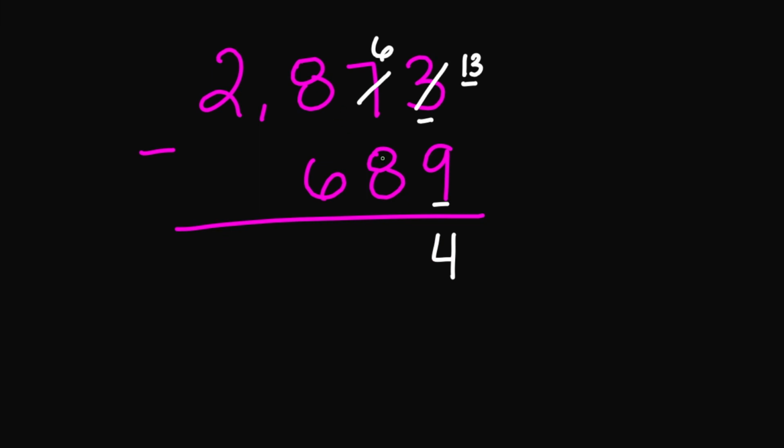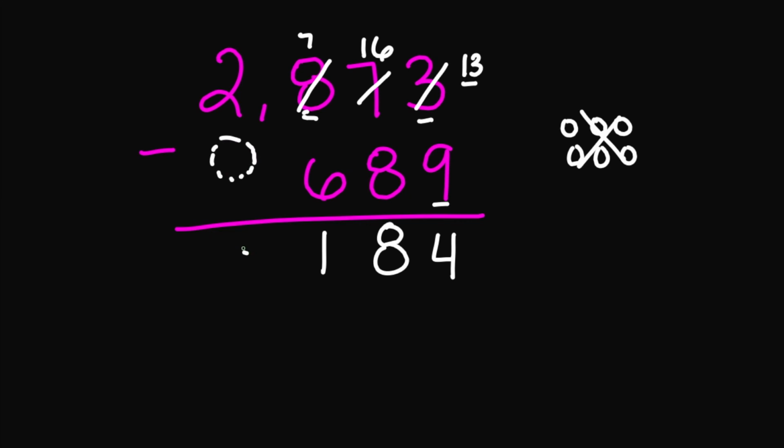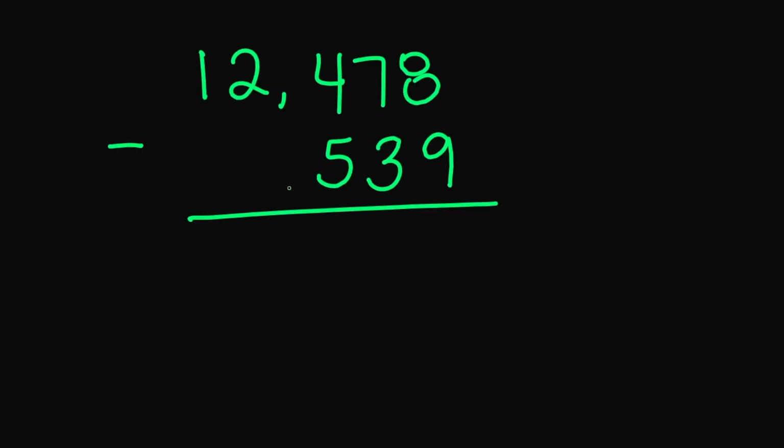6 minus 8, uh-oh. You have 6 marbles and you're trying to remove 8. You don't have enough. So I need to borrow from the hundreds place. This 8 is going to become a 7. This 6 will now become a 16. So 16 minus 8 is going to be 8. And then 7 minus 6 is 1. And 2 minus 0 is going to be 2. So your final answer is 2,184.